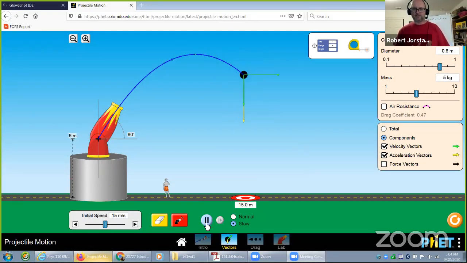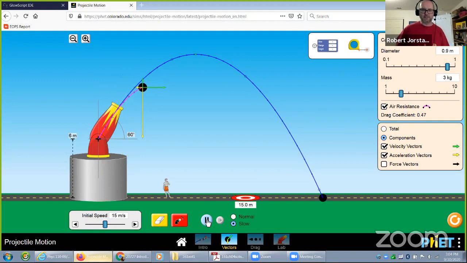Notice that gravity is affecting the y component, but it is not affecting the x component. In real life, this doesn't seem to be true, but that's because in real life we've got air resistance, right? So what we could do here is make air resistance a big factor. I'm going to fire this thing again. If we include air resistance, it's going to be very different.